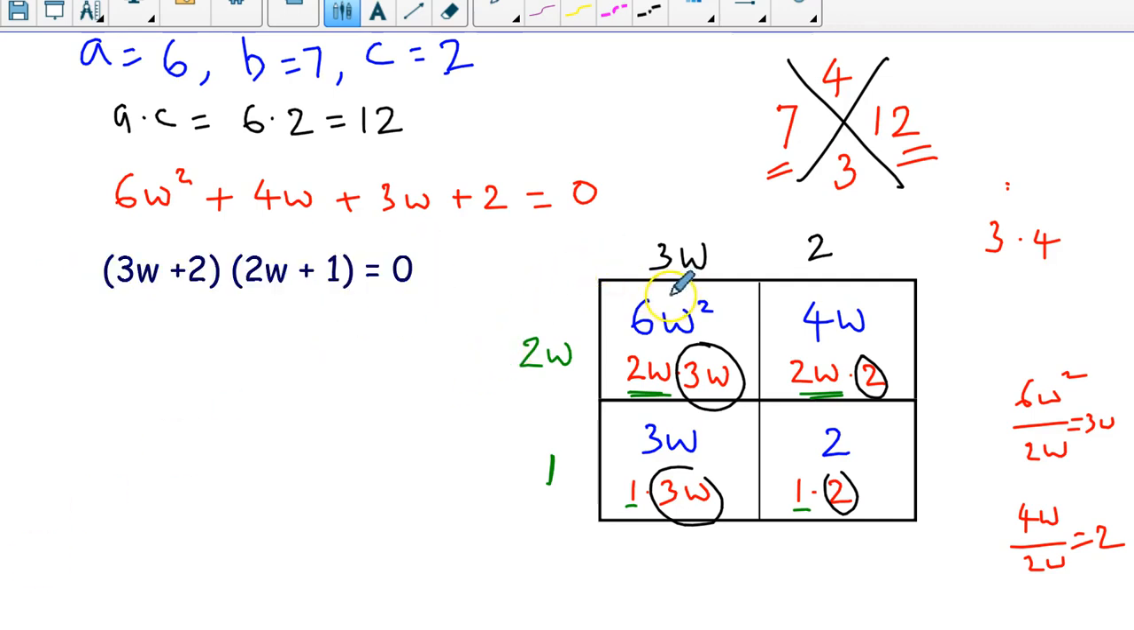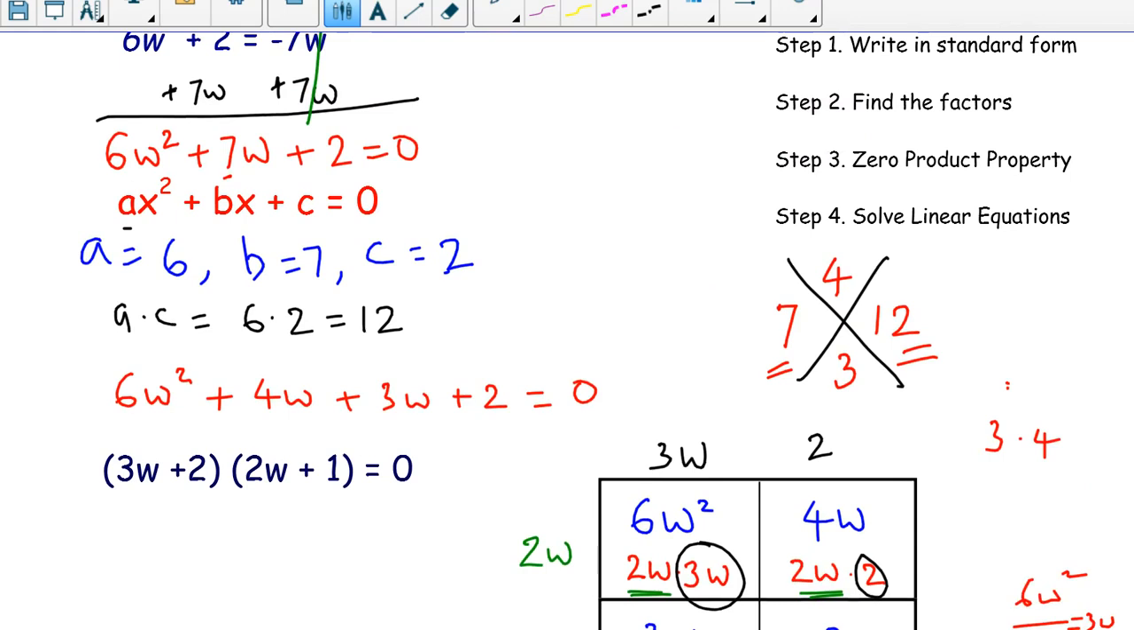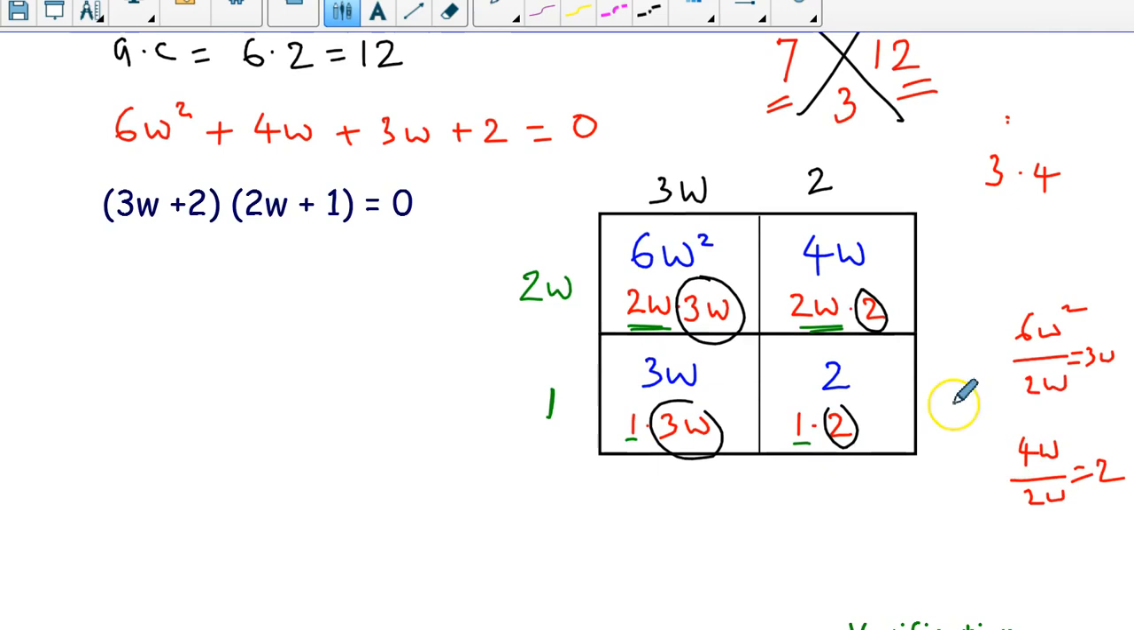So we got here (3W + 2)(2W + 1) = 0. So these two are the factors of the given expression. We have 6W² + 2 = -7W, written in standard form, and we followed that process and ended up getting these two factors: (3W + 2)(2W + 1). Now using the zero product property, we'll find the value of the variable W.